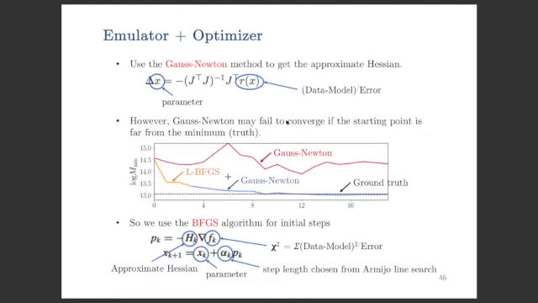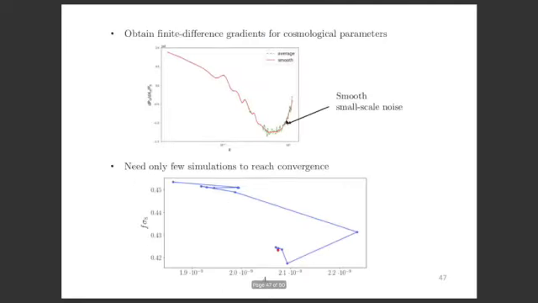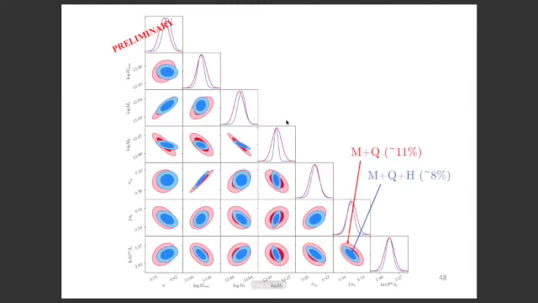So here's the method I use to do the optimization. I'll skip to the actual results. When we get the numerical gradients, this is for the cosmological parameters, we also use a spline to remove the residual noise on small scales. And we can see that we only need a few simulations to reach convergence. So here are the results.